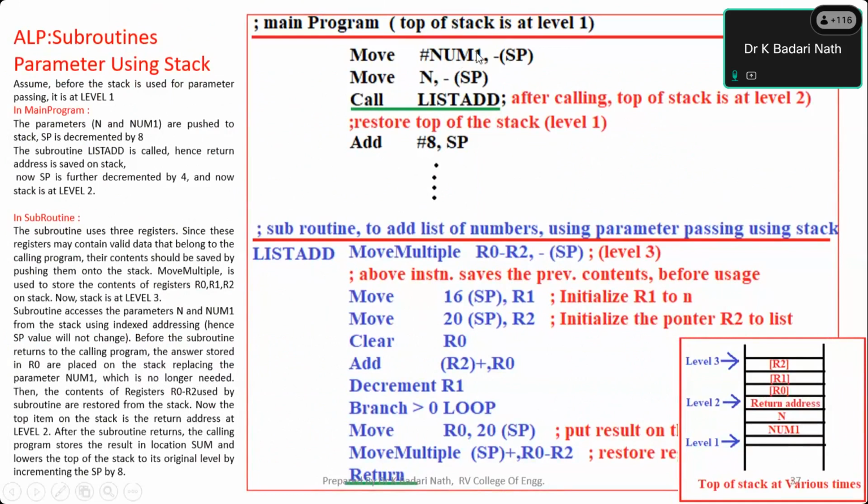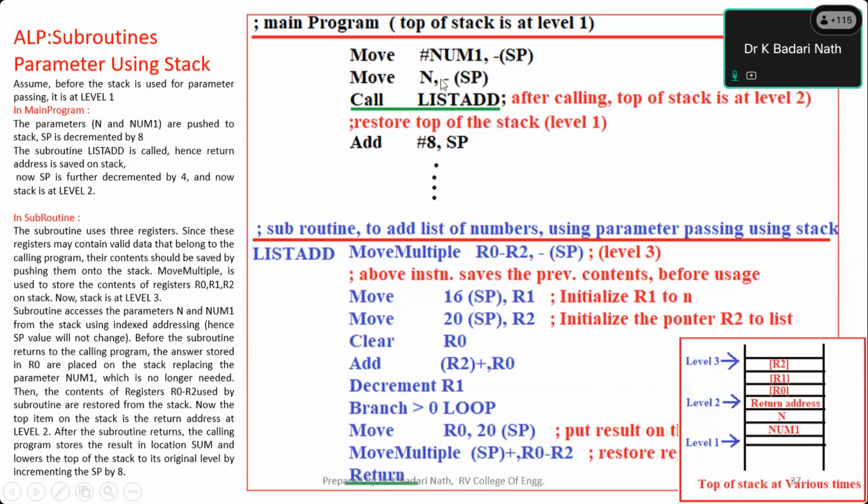So what are the two arguments which are required for the subroutine? One is a pointer where the numbers are stored. I am pushing it into the stack. This is a push instruction: move the number, that is an address, comma minus SP. The moment I say push, what will happen? The stack pointer will be decremented by 4 and the num1 value will be saved. Now look at the stack pointer picture. Level 1 which was there is now decremented by 4, and num1 will be saved.